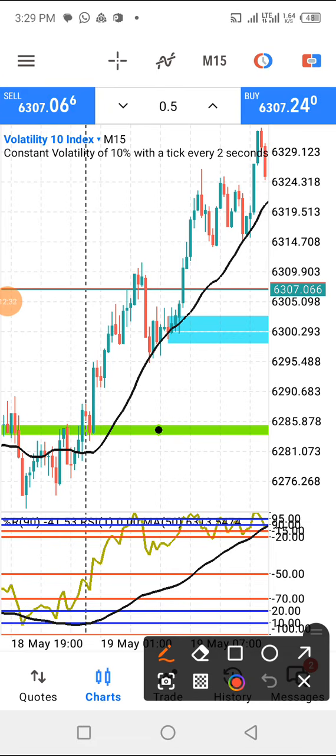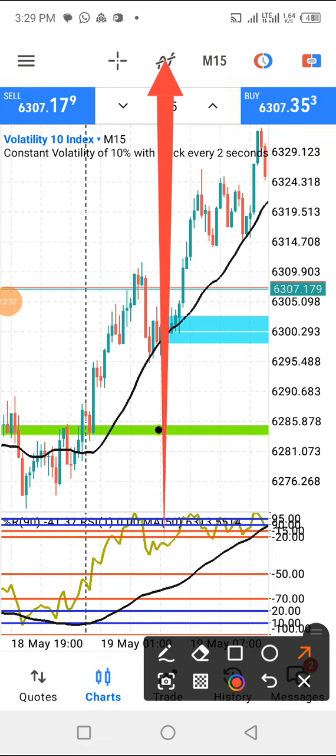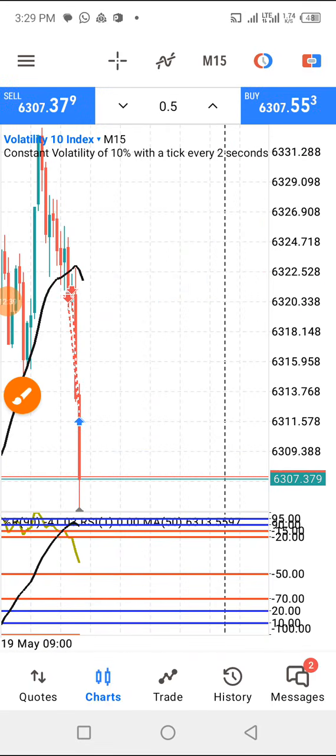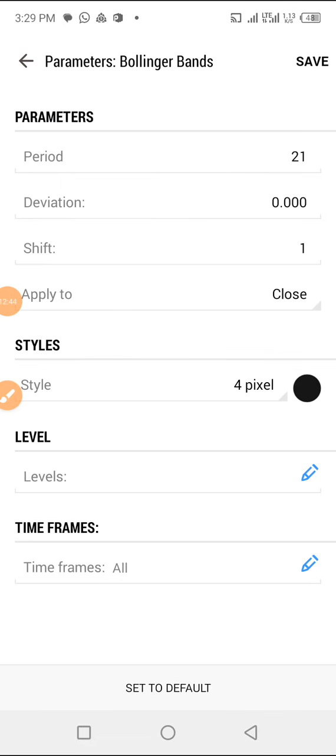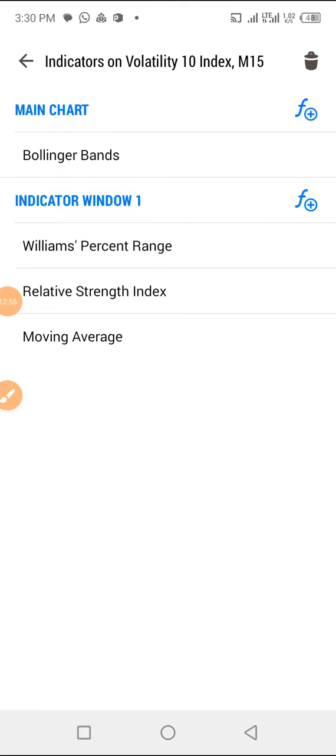So to add these indicators on your chart, you have to click on this icon here. When you click on this icon in your main chart, it's going to take you. Your main chart will have the Bollinger Band. It has a period of 21. The deviation should be 0.00. Shift should be 1. You can use any color of your choice. Then you click save.